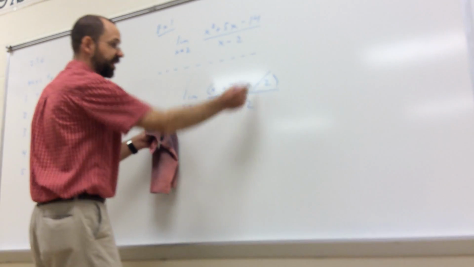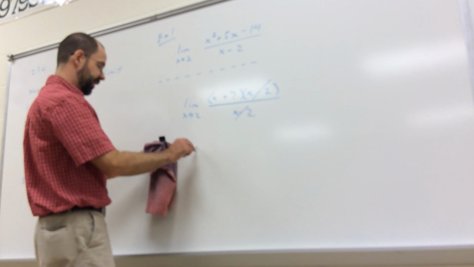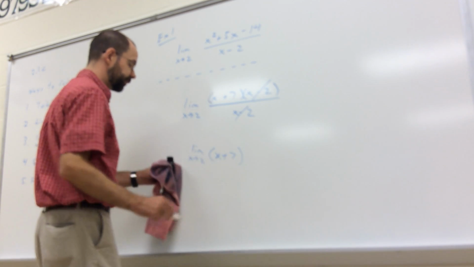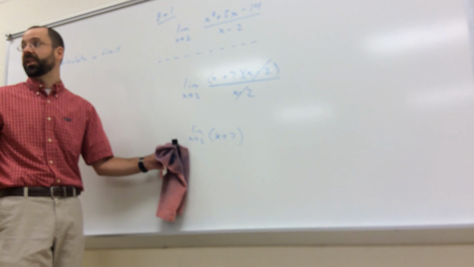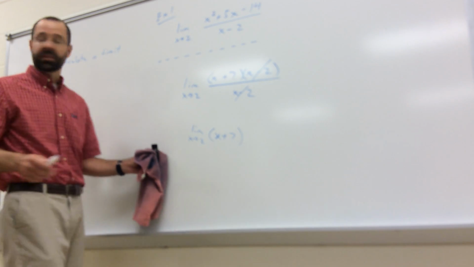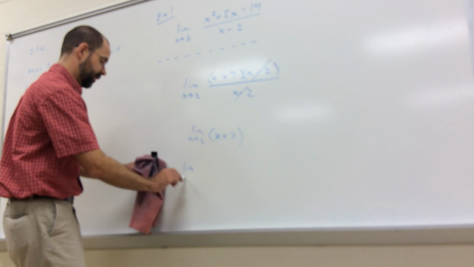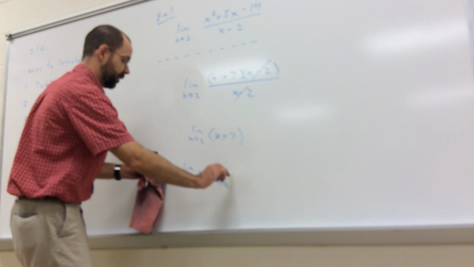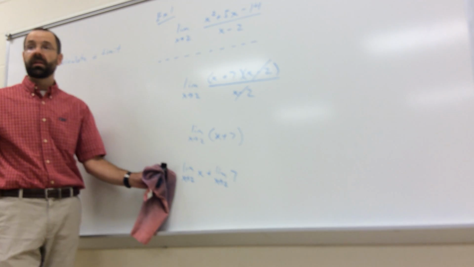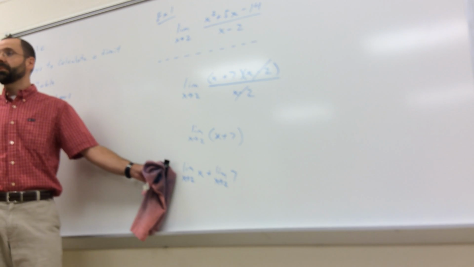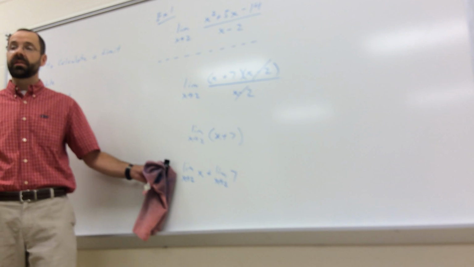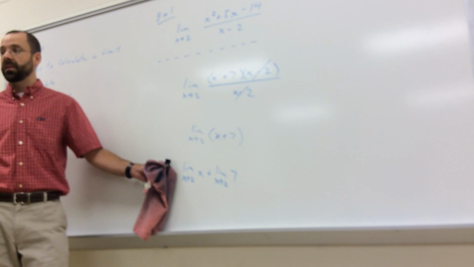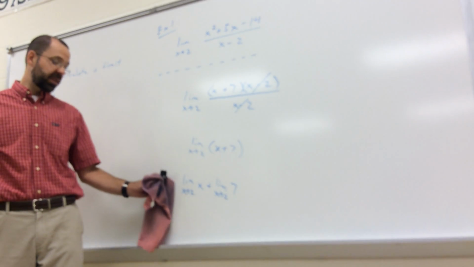So anyway, okay, so now the x minus 2's cancel. So we have the limit, as x goes to 2, of x plus 7. Now we can use limit laws, because the limit will go past the plus. So that's the limit of x plus the limit of 7. So we tried limit laws initially, and they failed because the bottom came out to 0. So we factored, and now limit laws can work.